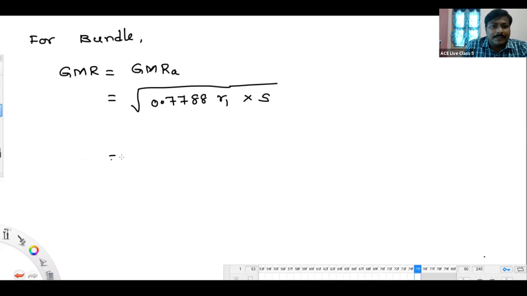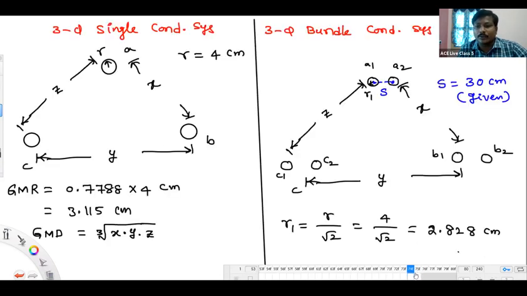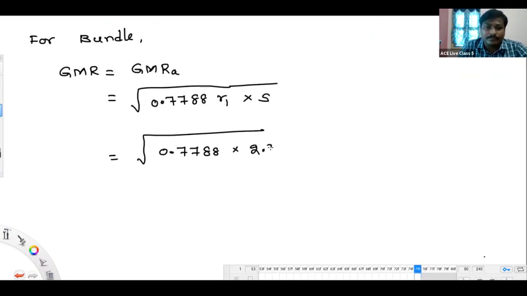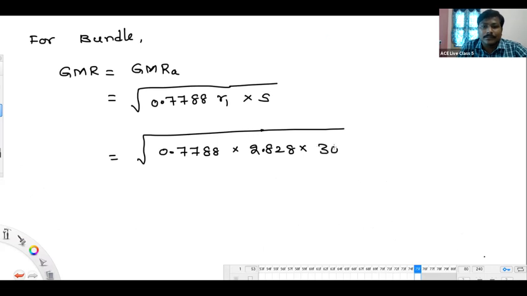So you can get from this square root of 0.7788. And what's the radius R1? 2.828. And how much is the value of S? 30. Okay, please tell me this number, how much is this GMR value? Calculate this number and tell me.